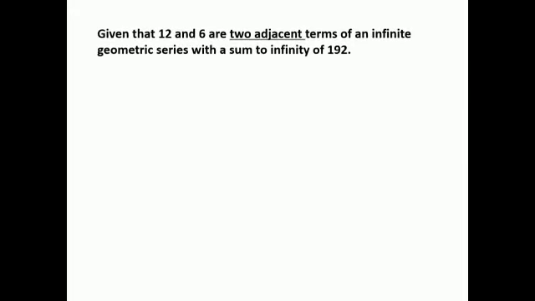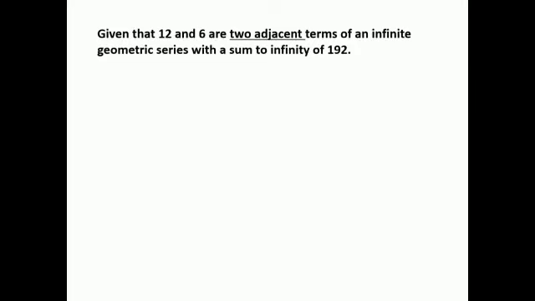Here is another one. Given that 12 and 6 are two adjacent terms of an infinite geometric series with sum to infinity 192. Here the condition is that two terms are there, 12 and 6, but they are not the first term and second term. Maybe they are the fifth term and sixth term, maybe the 10th term and 11th term. But there is only one condition: they are adjacent terms. From that condition, we can find R.